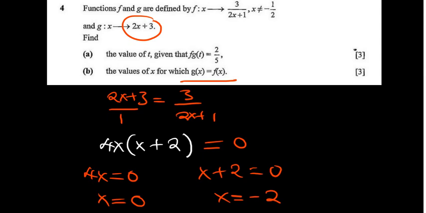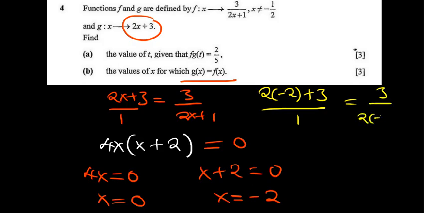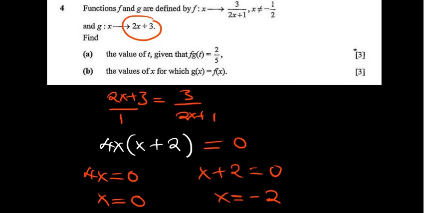We can actually try. So if you try to put a 0, you're going to get a 3 on both sides. If you try to put a -2, on the left you're going to have 2 multiplied by -2 plus 3, and then the other part you're going to have 3 over 2 times -2 plus a 1. So on top there, -2 times 2 is -4 plus 3, -1. Equally on the other side is going to be -3 over 3, which will still give us -1. So these are the two values of x that can make g of x to be equal to f of x.